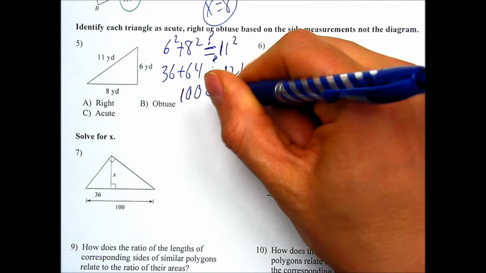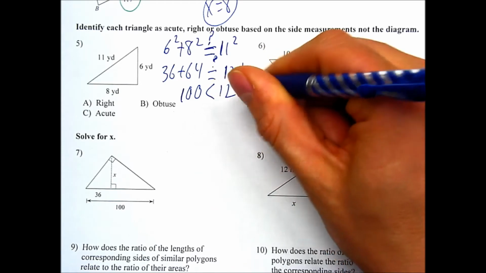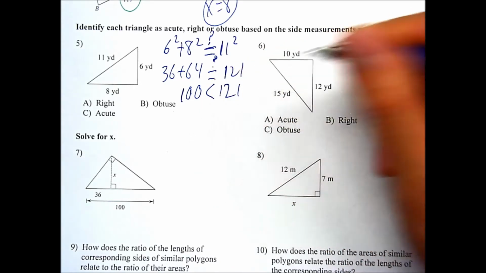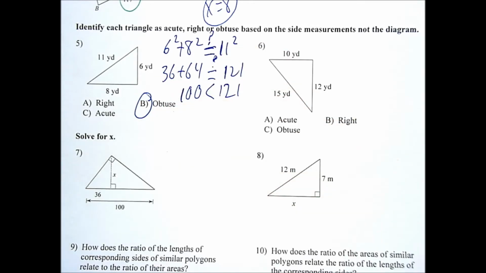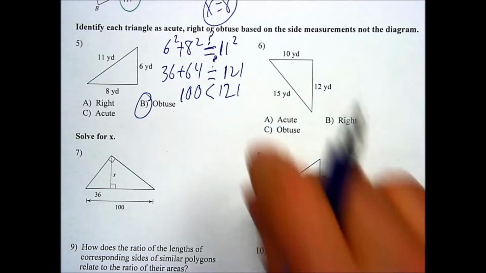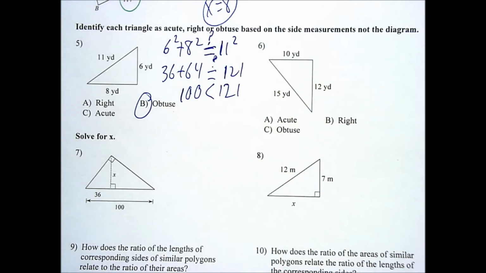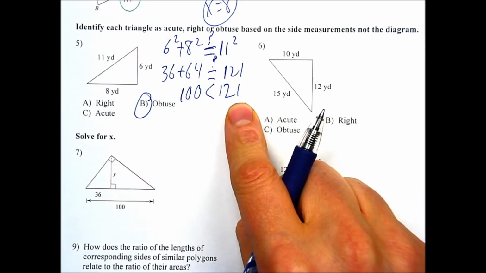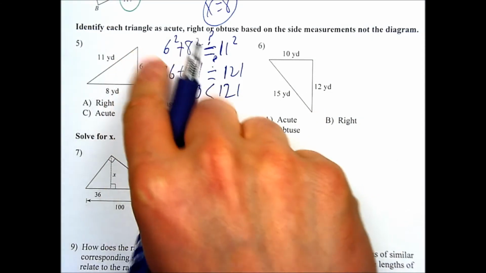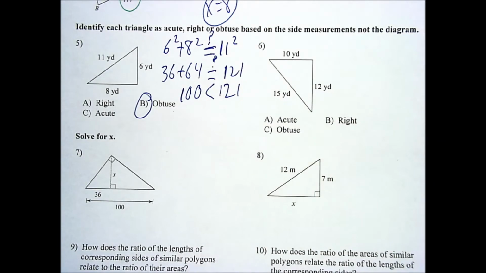In other words, the sum of the squares of the legs is smaller than the hypotenuse squared, meaning this triangle is obtuse, because its hypotenuse is greater in value than its legs. And it's not actually called the hypotenuse when it's not a right triangle. But c squared here is bigger than a squared plus b squared.